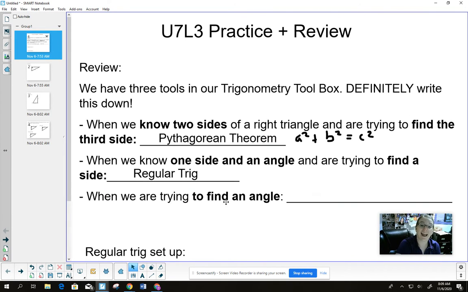Now, if we're trying to find an angle, so notice this is the only one where we're trying to find an angle. We have 2 tools in our toolbox for if we're trying to find a side, but when we're trying to find an angle, our only tool is inverse trig. So once more, you have to be able to look at a problem and go, okay, here's the information I have, here's what I'm trying to find, I'm going to use this.